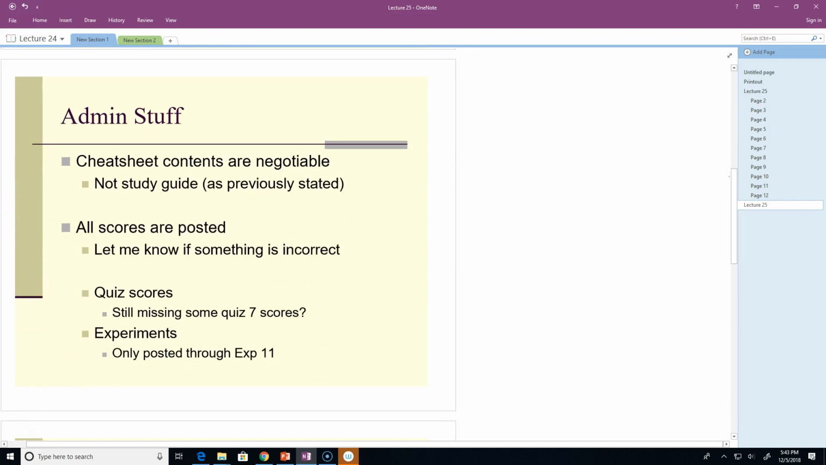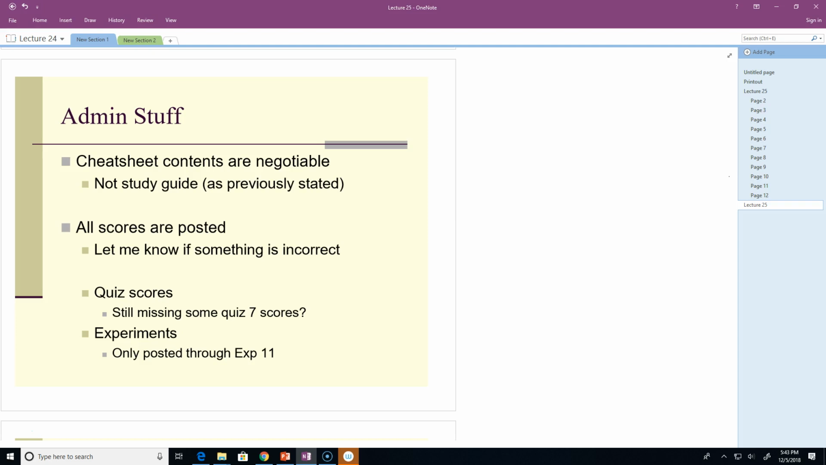Okay, so I made a mistake on the last PowerPoint presentation. I said the information on the study guide was negotiable. So that's not really negotiable, but the information on the cheat sheets is negotiable. So take a look at those. If you think something should be on there, let me know. I'll certainly consider putting it on there.